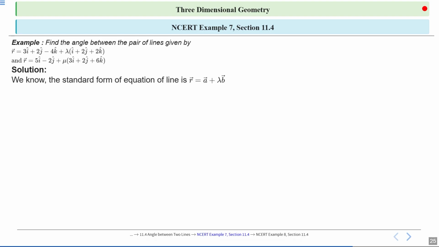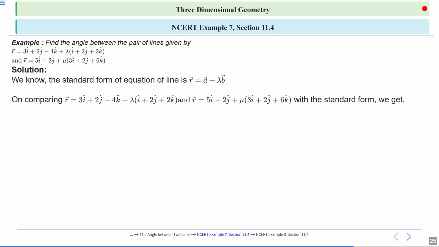To start, remember that the standard form for the equation of a line in vector notation is vector r equals vector a plus lambda times vector b. Now on comparing both given lines with the standard form, we get here b1 vector equals i cap plus 2j cap plus 2k cap, b2 vector equals 3i cap plus 2j cap plus 6k cap.